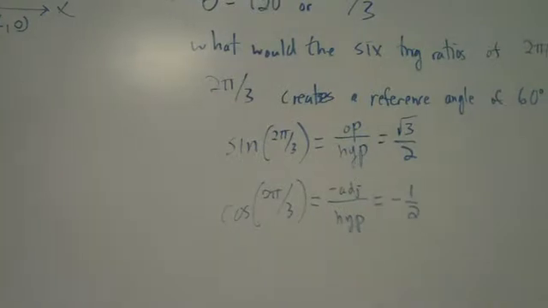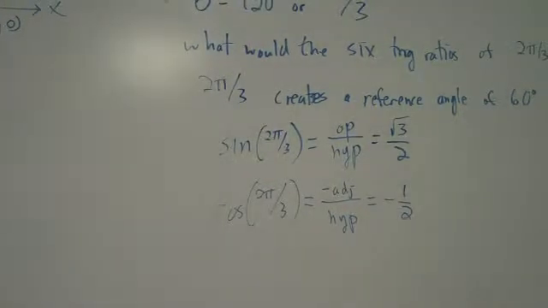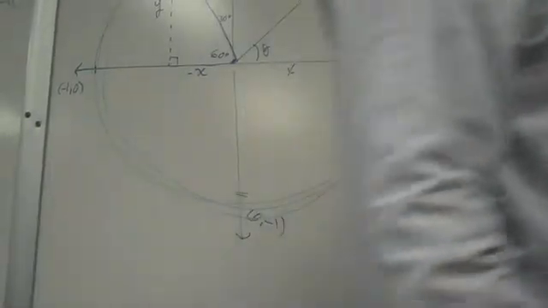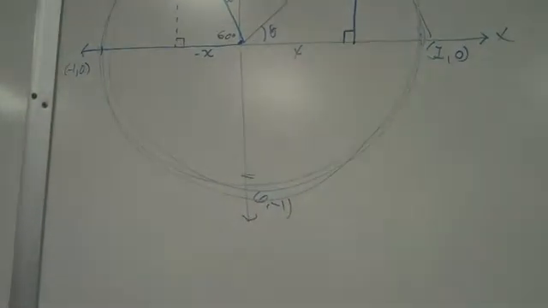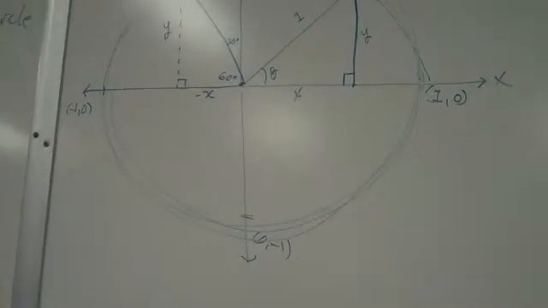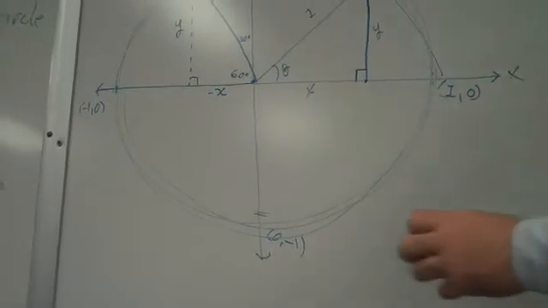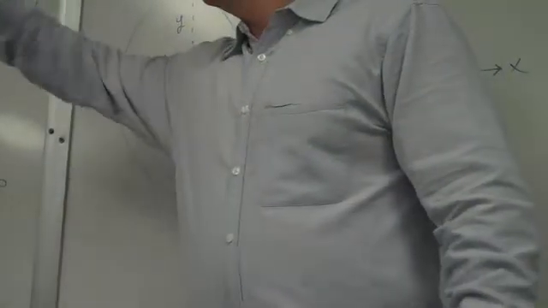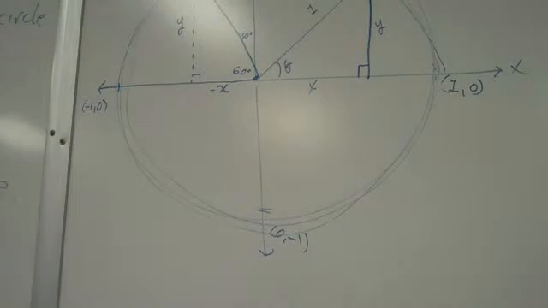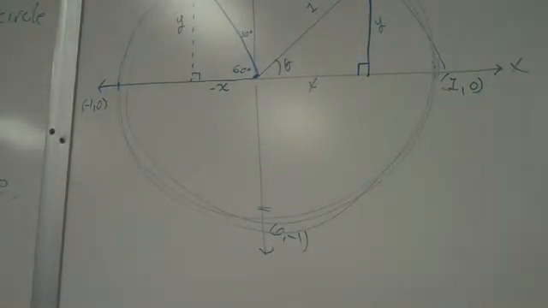It's negative because this adjacent side is along the x-axis in the negative direction. So when you're creating angles on the unit circle and making these triangles, you use the reference angle the same way that you use those angle measurements, but you keep track of whether x or y is positive.